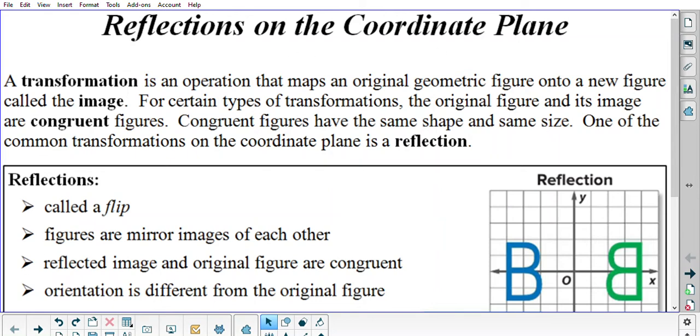This is Mr. Underkoffler, and today we're going to be looking at reflections on the coordinate plane. This is our second lesson on transformations. The first one was on translations. All right, follow along with me.